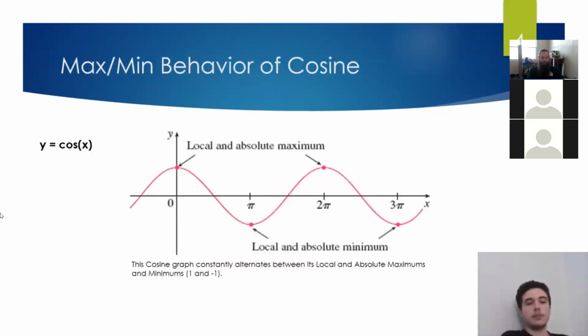So for the maximum and minimum behavior of cosine, as we can see here, we have cosine, which is bound by 1 and -1 in its oscillations. So when we look at a graph of cosine, we can see that 1 and -1 constitute the local and absolute maximum and the local and absolute minimum respectively, and they can be the same thing. So always remember, whenever you're looking at a graph, you can have a value be both the local and absolute maximum and both the local and absolute minimum.